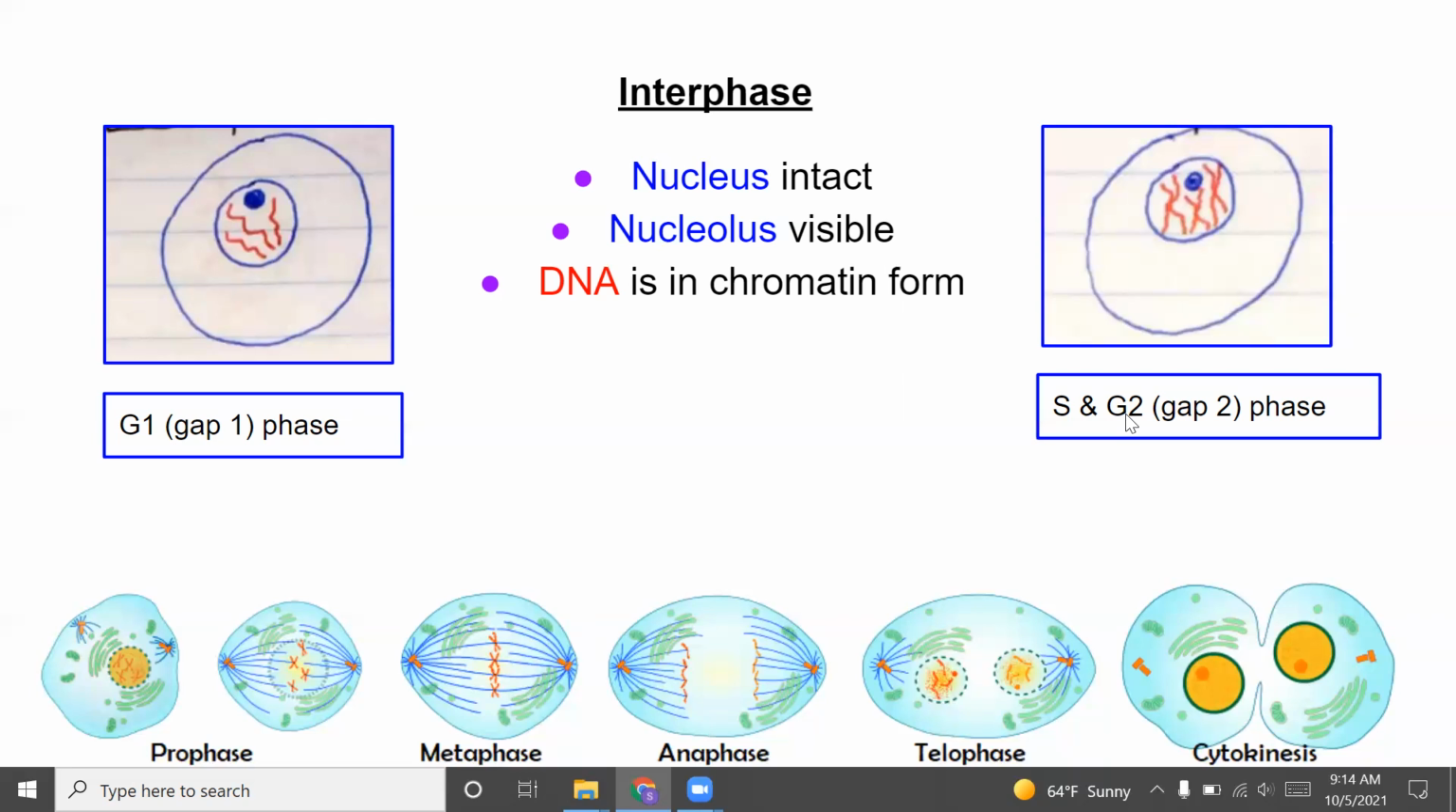Orange. Okay, so what are we drawing here? G1. So G1, your outer circle is your what? Cell membrane. The inner circle is our nuclear membrane. The little solid circle inside of the nucleus is the nucleolus. Very good. And our red squiggly stuff is chromatin. Thank you for using the correct version of DNA.